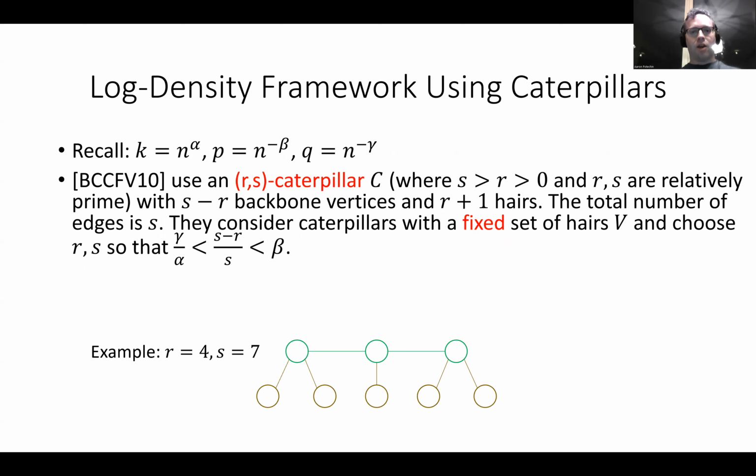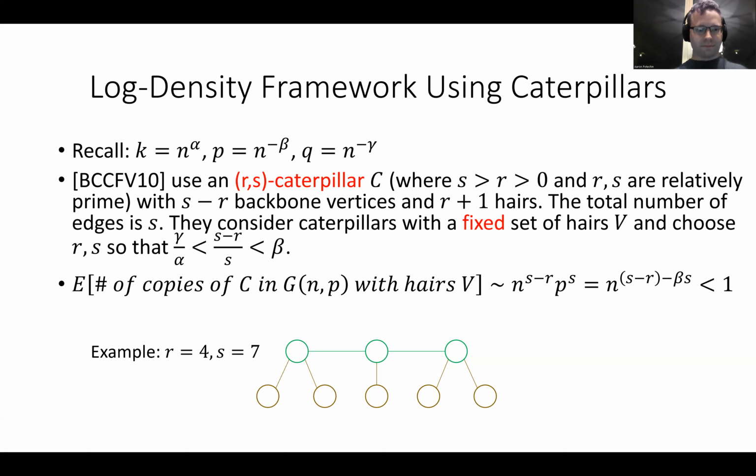So they use an RS caterpillar C, where S and R are natural numbers, S is bigger than R, and R and S are relatively prime. This caterpillar has S minus R backbone vertices and R plus 1 hairs. Note that the total number of edges is S. Then they consider caterpillars with a fixed set of hairs V and choose R and S such that S minus R divided by S is between gamma over alpha and beta.